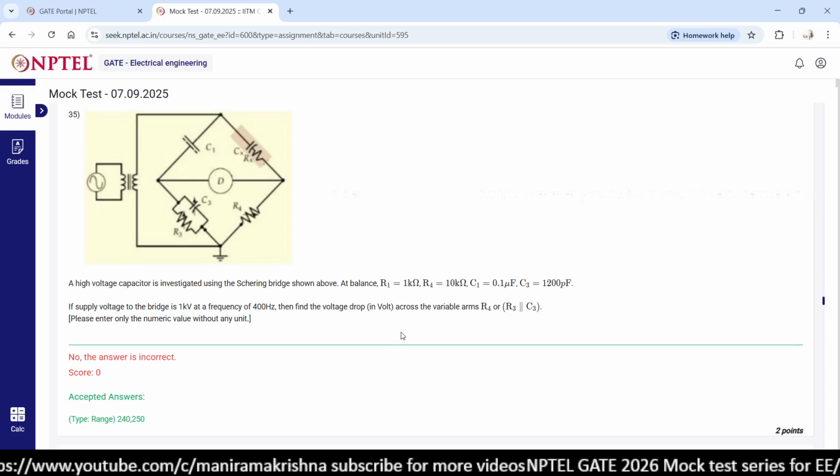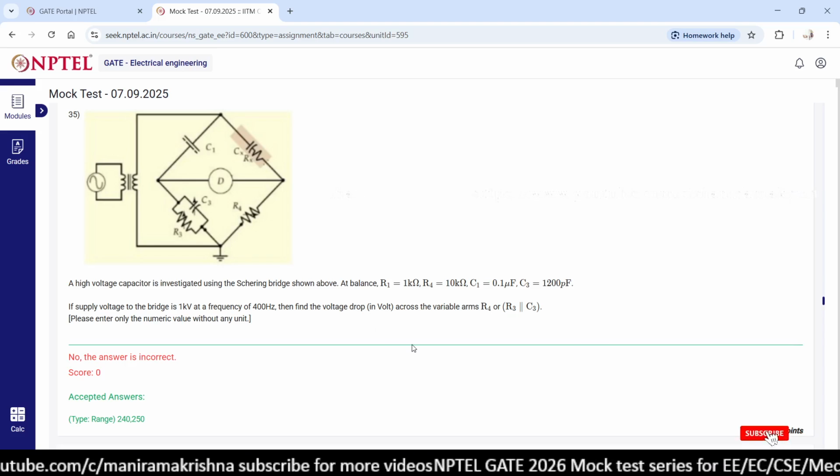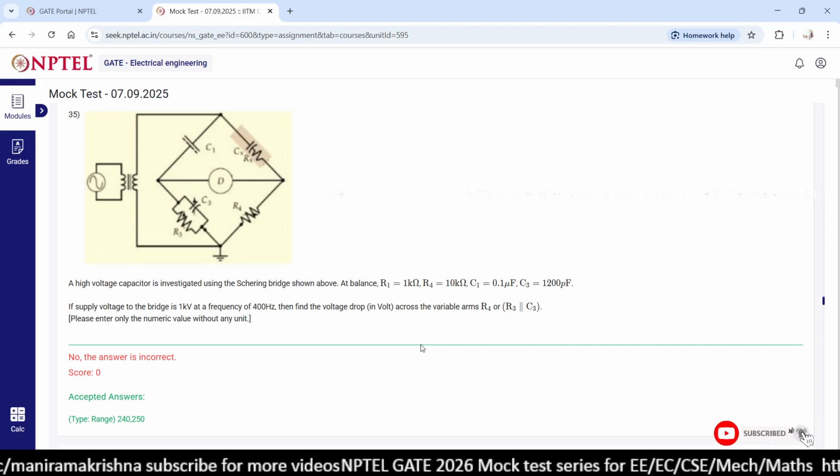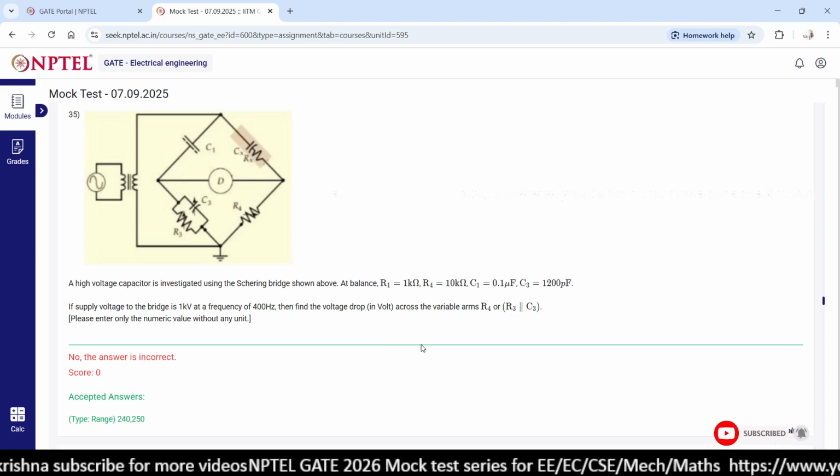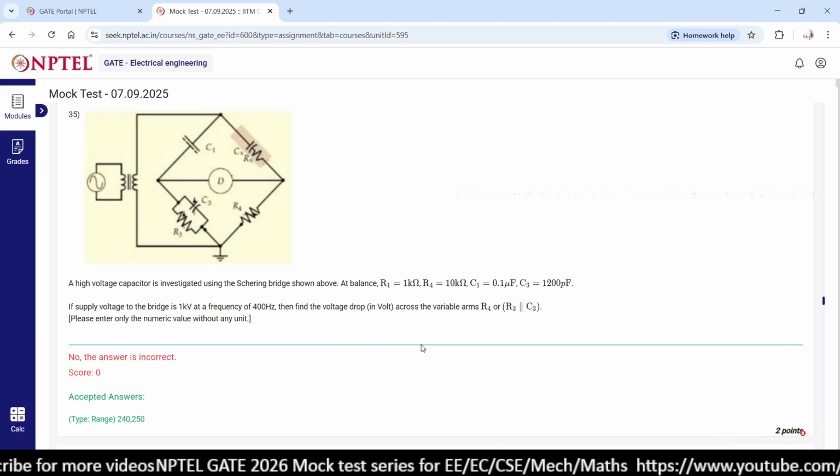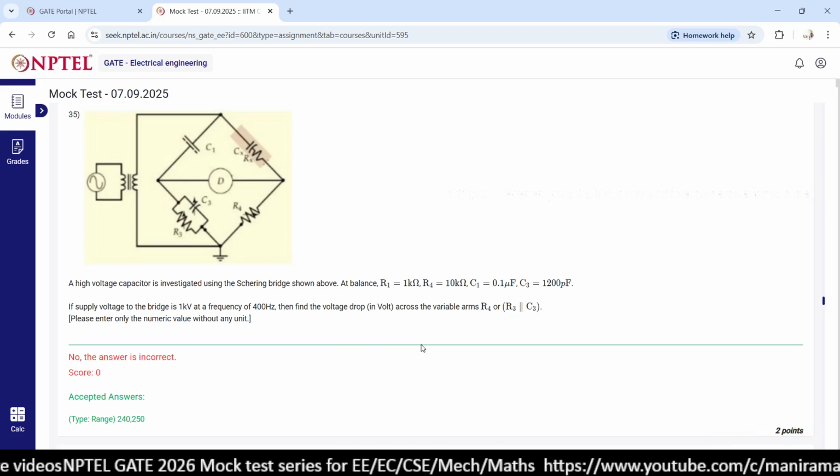Okay, that will be practice. So it will help you get good marks in any examination. Not only GATE, similarly in any competitive exam, for the measurement and instrumentation topic.